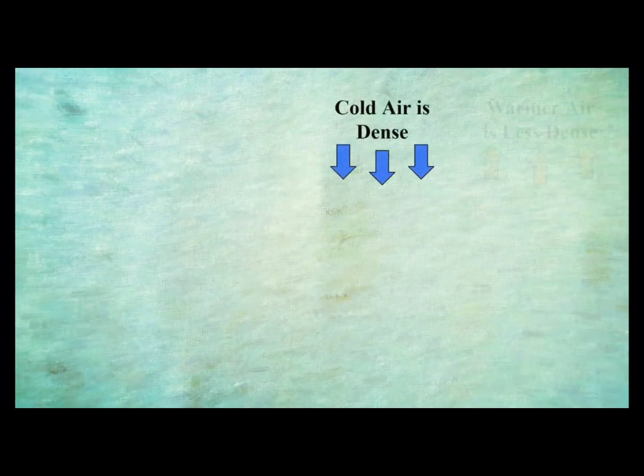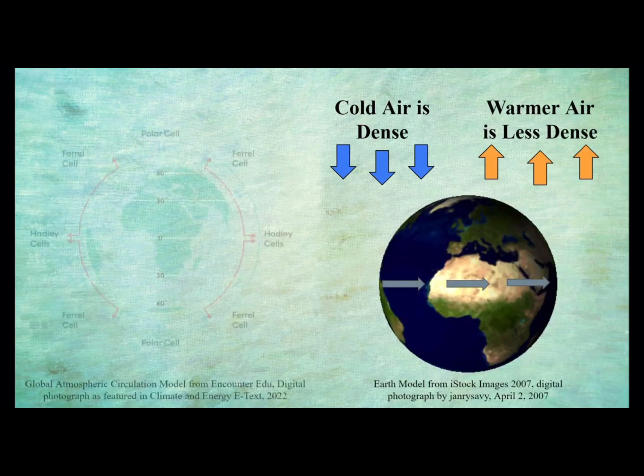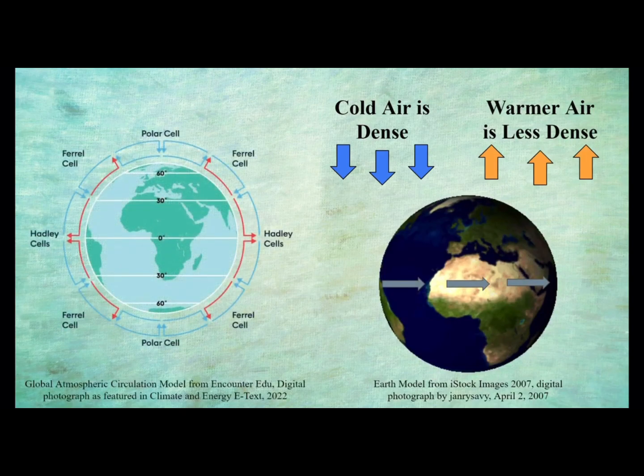This uneven heating creates pressure and temperature gradients in Earth's atmosphere. Factor in the Coriolis effect because Earth is constantly rotating, and what we get are three distinct circulation cells in Earth's atmosphere. These cells help circulate the air, drawing warm air away from the equator and cold air away from the poles. But Earth's axis is tilted.